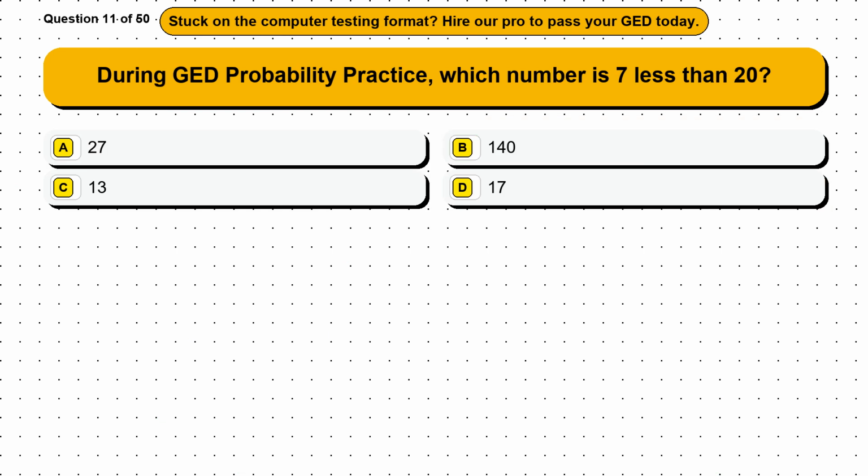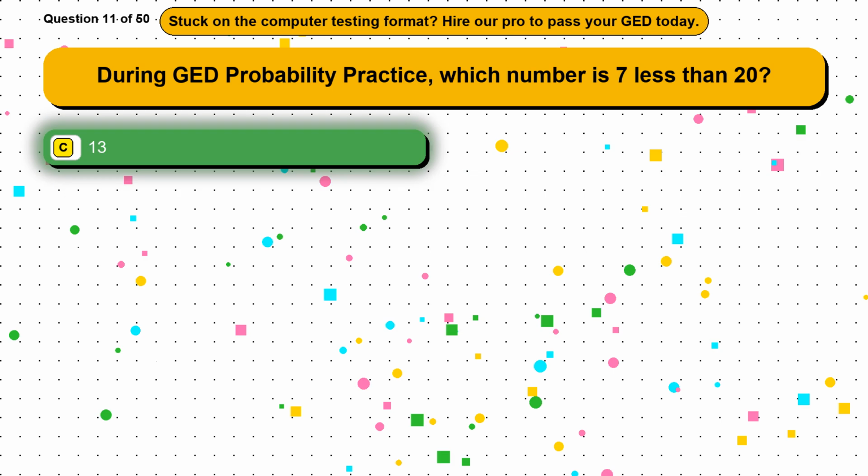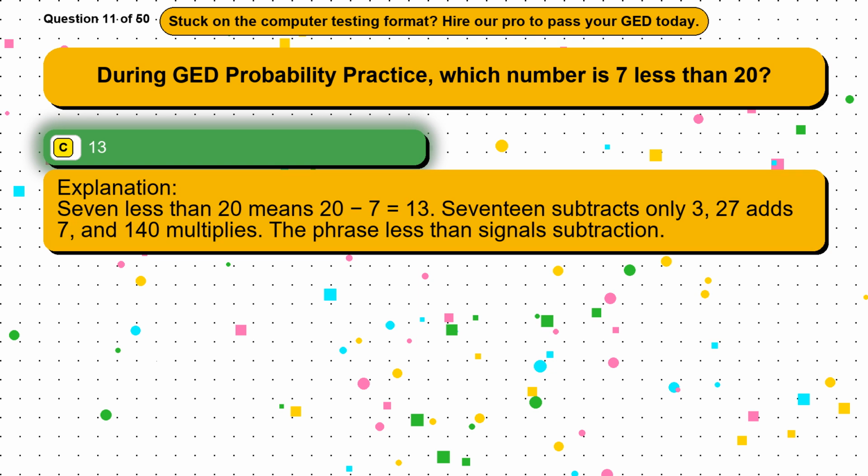Question 11. During GED probability practice, which number is 7 less than 20? Option A, 27. Option B, 140. Option C, 13. Option D, 17. The correct answer is option C, 13. 7 less than 20 means 20 minus 7 equals 13. 17 subtracts only 3, 27 adds 7, and 140 multiplies. The phrase less than signals subtraction.